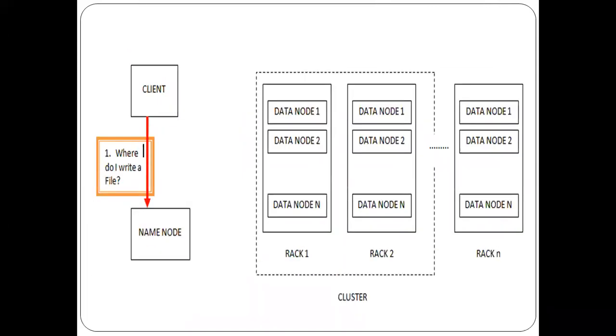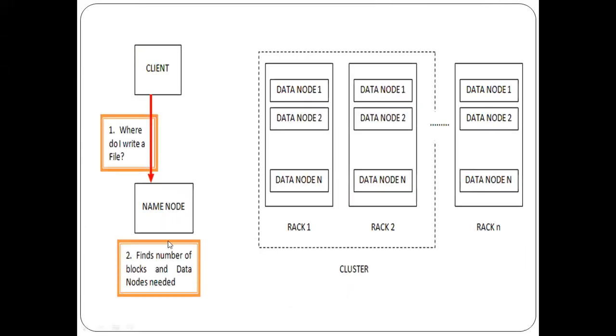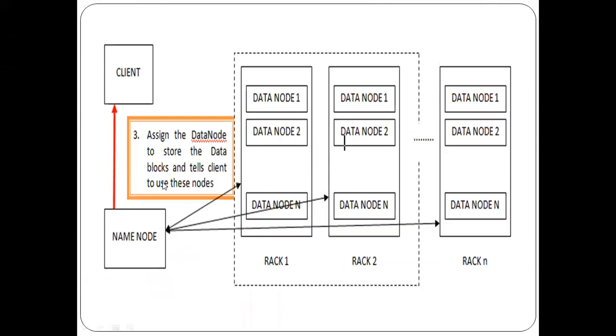So during write operation, at the beginning, the client requests the name node for the creation of the file. Where do I write a file? Okay. Second step, name node will find the number of blocks and data nodes needed. In the sense, the file is generated by the client. When he gives the save option, name node will find the size of the file, divide the file into different blocks and find the number of data nodes needed to store this file. Third step is data nodes are assigned to the client to store the file.